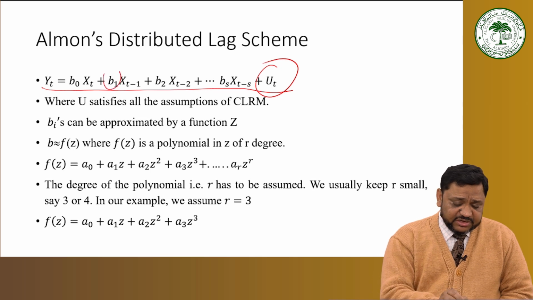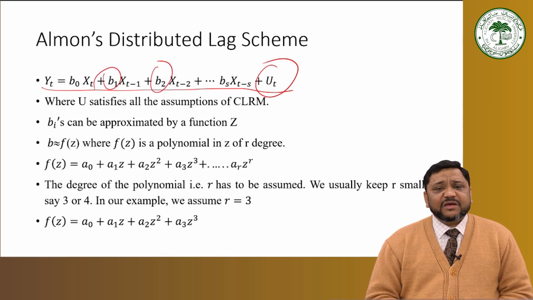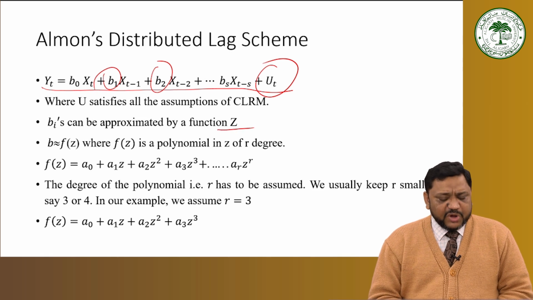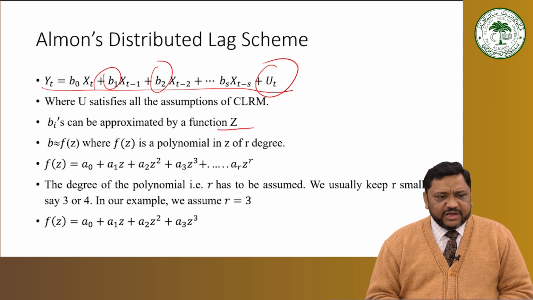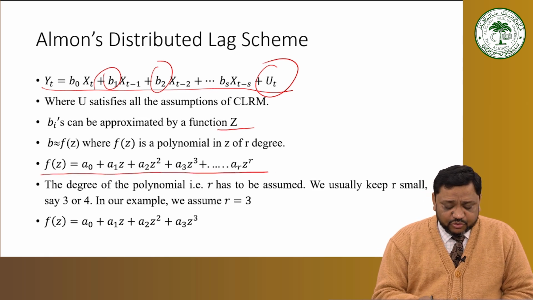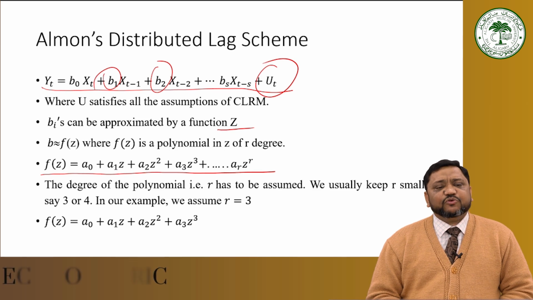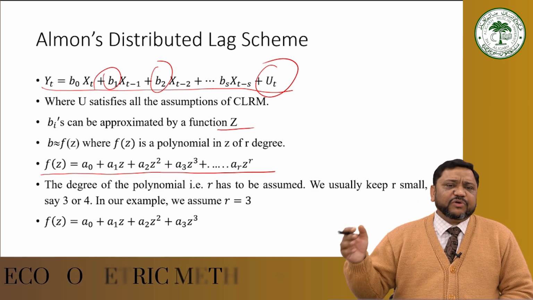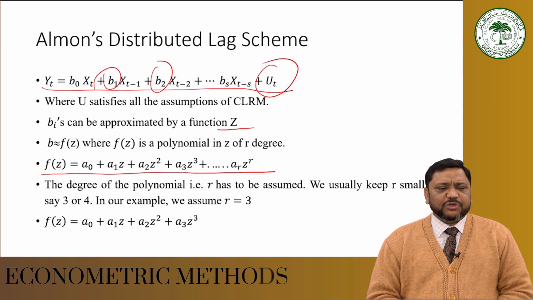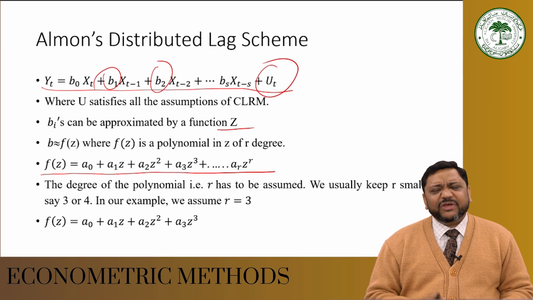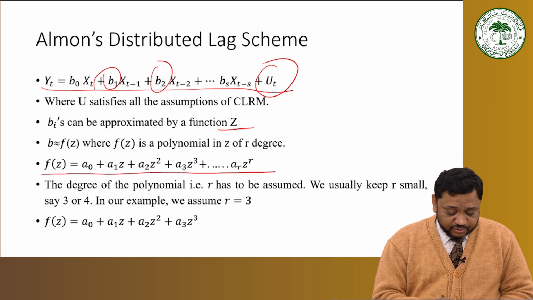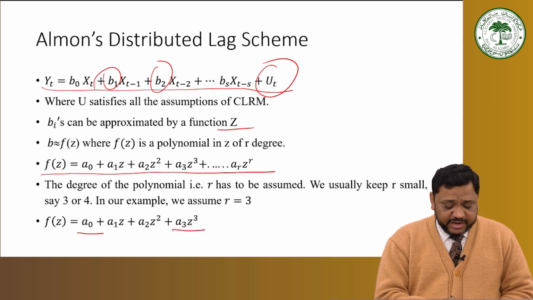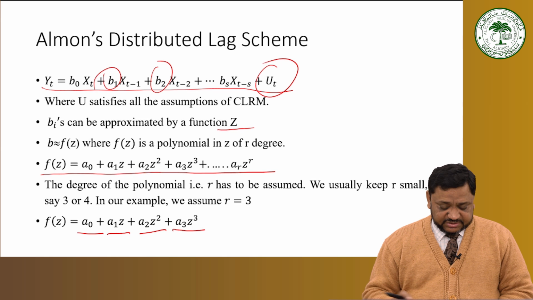Now, these betas can be approximated by another function of z. So, beta is a function of z, where the function is a polynomial in z of degree r. So f(z) is equal to a naught plus a1 z plus a2 z square plus a3 z cube, continuing up to ar z raised to the power r. The degree of the polynomial, that is r, has to be assumed. For our purposes, we keep it small. Say we keep it up to 3. So we assume that r is equal to 3. So this is the last term: a naught plus a1 z plus a2 z square plus a3 z cube.